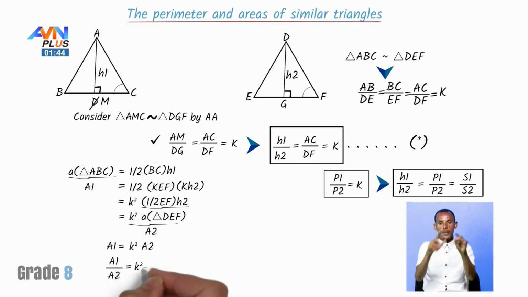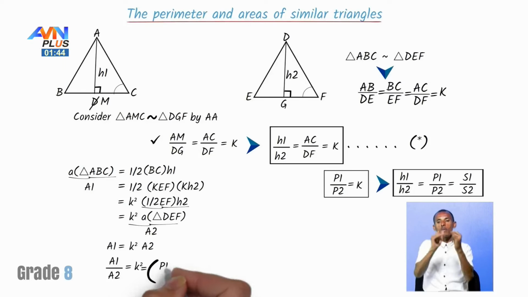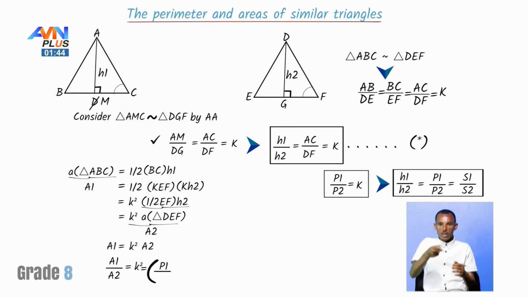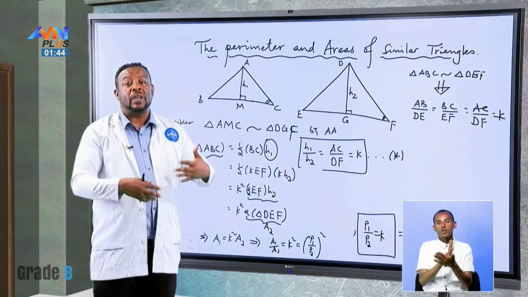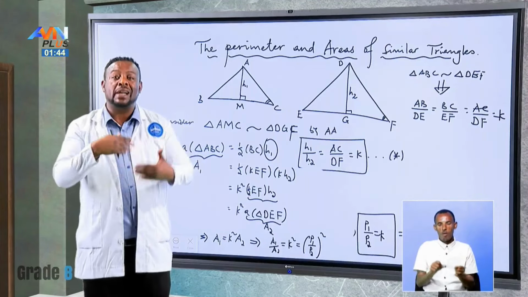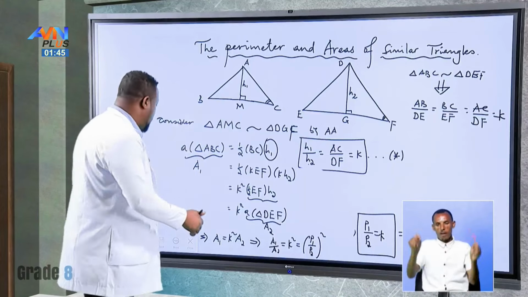But K is P1 over P2 or H1 over H2, so this is exactly the same as P1 over P2 the whole square. So there is a relationship between the ratio of the areas of two similar triangles and the perimeters of two similar triangles. Let's write this formally.